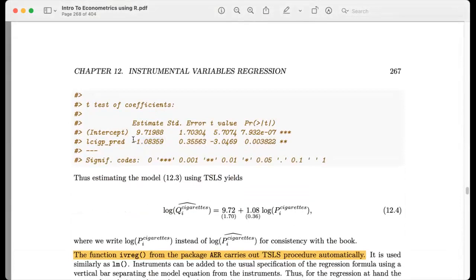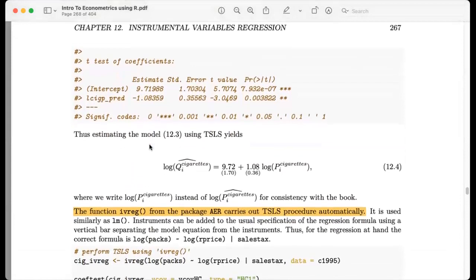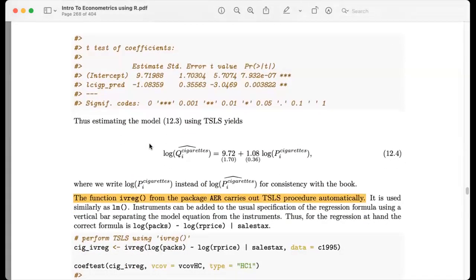An increase in the price reduces the quantity of packs of cigarettes by, let's say, 1.08%, something like this, which is not trivial.